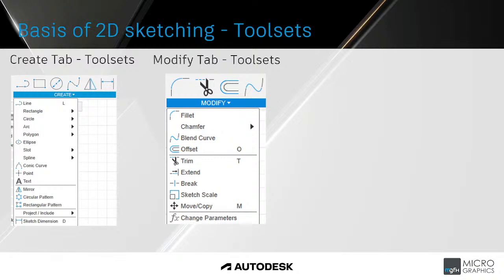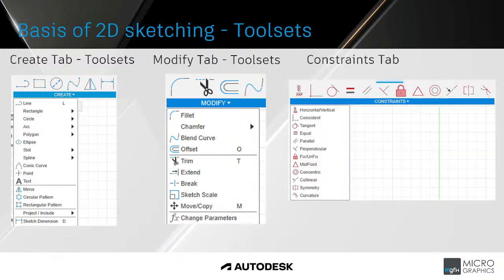The Modify tab toolsets includes fillets, cut, offset, trim, and chamfer tools that can be used, and this is only to name a few of them. The last toolset we're going to look at is the Constraints tab. This is important as this is being used to constrain your sketch, for instance parallel lines or tangent lines to a circle or radius, and even to make circles concentric to each other.